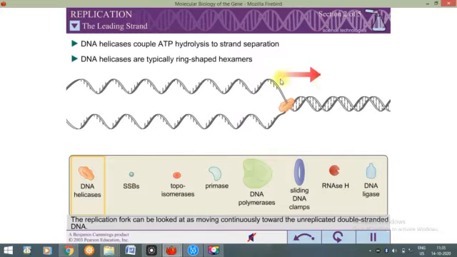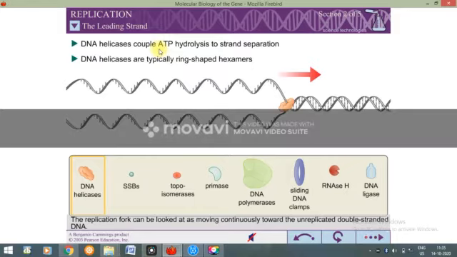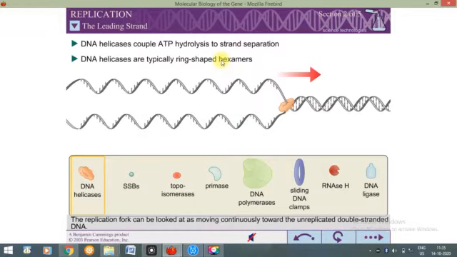Now let's see what's written here. DNA helicases couple ATP hydrolysis. Couple means they take place at the same time. So helicases use ATP hydrolysis for strand separation. With the help of ATP, they break the ATP molecule. That is called ATP hydrolysis: breaking of ATP in the presence of water.